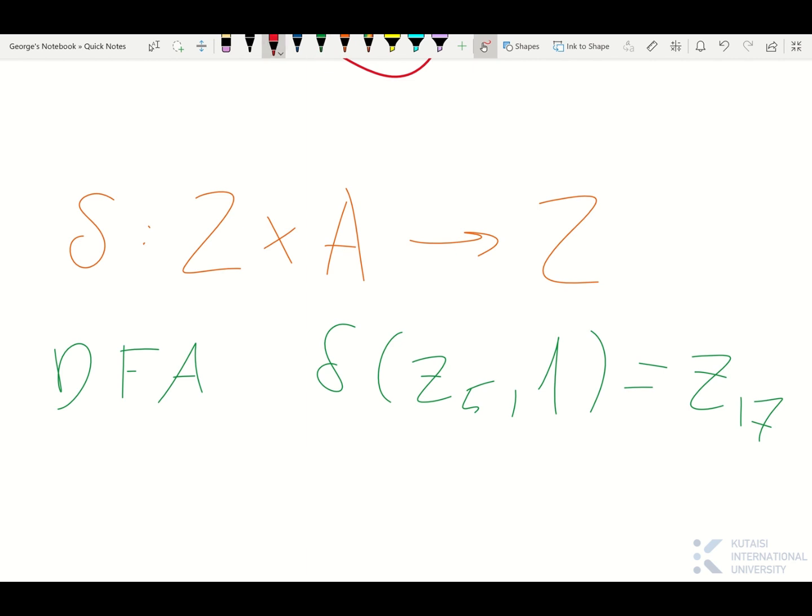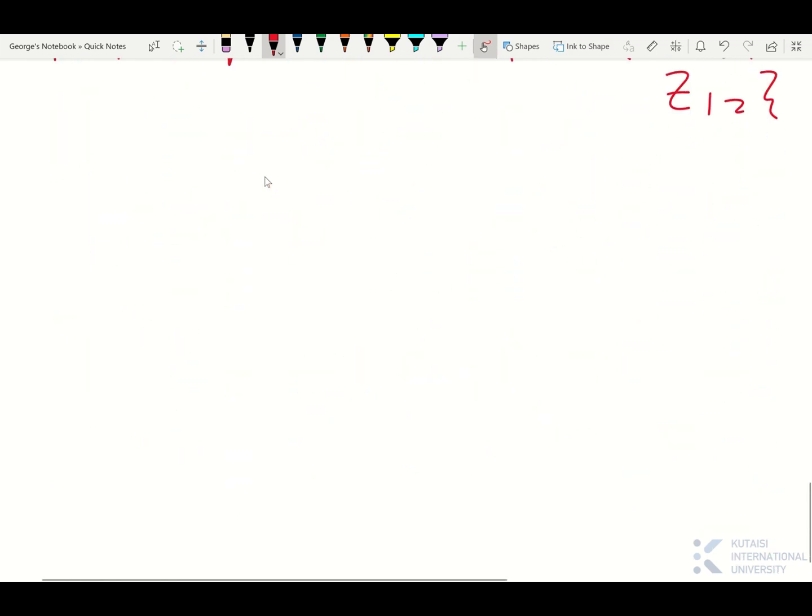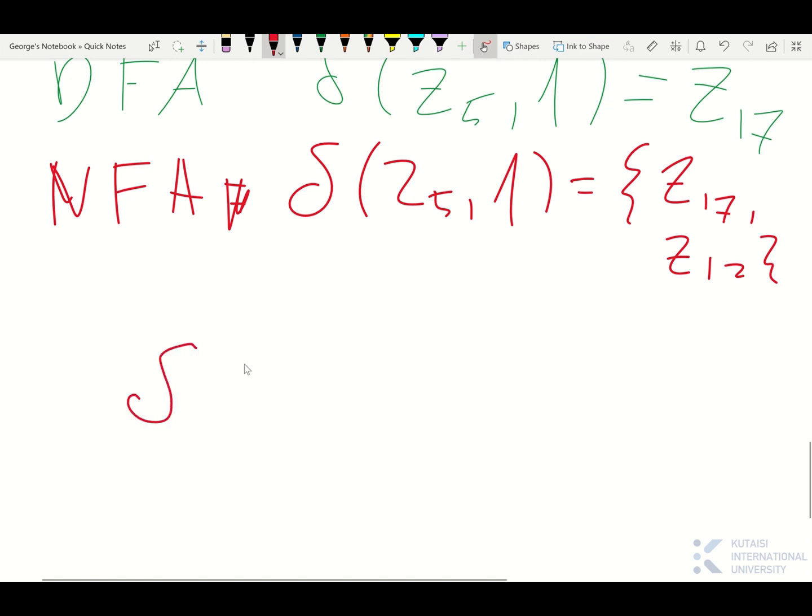What an NFA in contrast would say is that when I am in state Z5 and I read 1, either I can go to Z17 or, what was it, Z12. So this can be two things, Z17 and Z12. This is all there is. Can you guys actually mathematically say what delta should be then? So let's say delta from Z times A, where should this go?